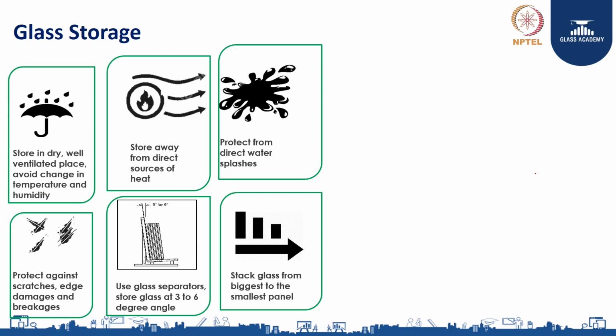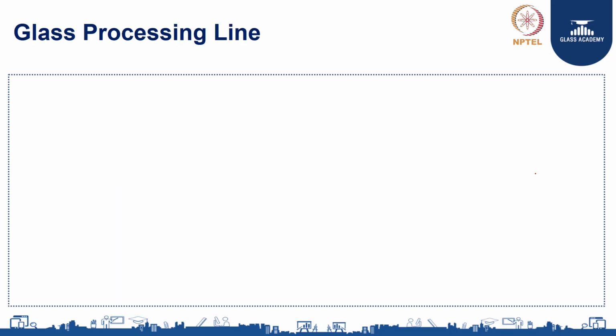Don't mix smaller, medium and bigger sizes, so that you cannot take them in a proper manner. So you take appropriate action towards stacking as well. Let's move on to the glass processing line. What does a typical glass processing line look like?